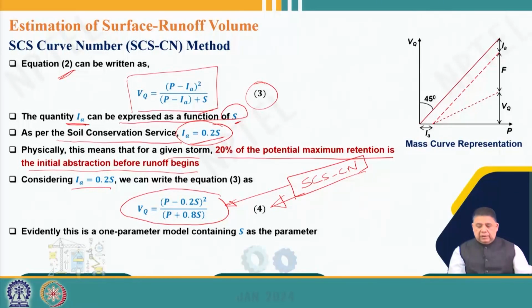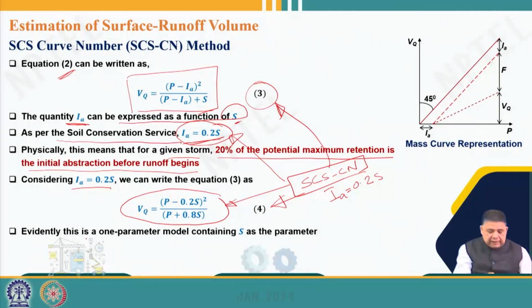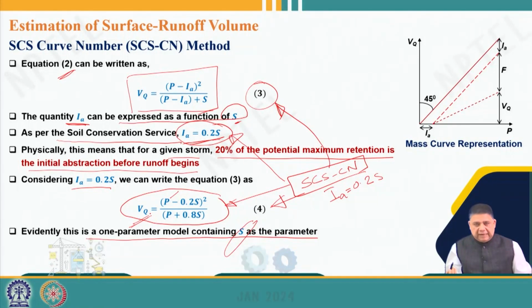the basic equation of the SCS curve number method, provided we go by this assumption that IA is equal to 0.2S. Otherwise, we can always follow equation number 3. These two are the same equations, only in equation number 3, IA equal to 0.2S, which was suggested by SCS curve number, has been replaced. So, if you look into this, evidently this is a one parameter model containing S as a parameter. If you know the parameter S for a drainage basin, and if you know the precipitation, using this method you can determine the runoff volume VQ. So, it's a simple method from that sense, because it has only a single parameter.